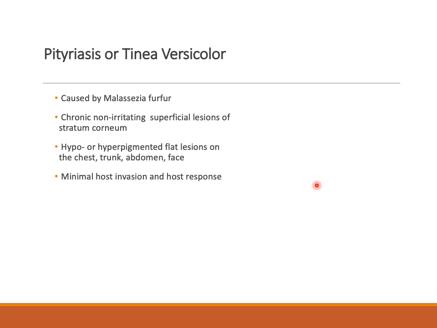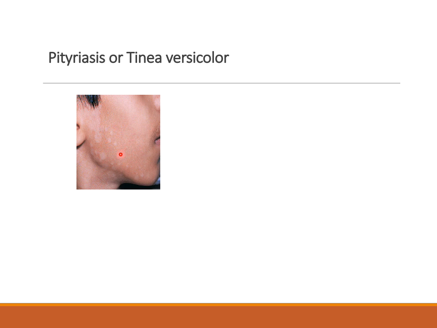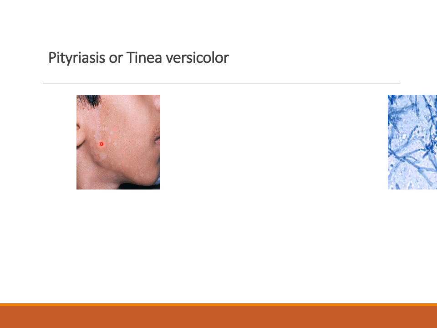There is very minimal host invasion, and therefore minimal host response, because the lesions are limited to the stratum corneum. We have shown this picture in the lecture on mycology. This is how they look. In fact, this one has lesions that have coalesced already, producing this large area of hypopigmentation. This is found in the trunk, although as I mentioned, it can be found on the face and the neck area, the chest, and also the abdomen. Here, these are lesions that are found on the face.